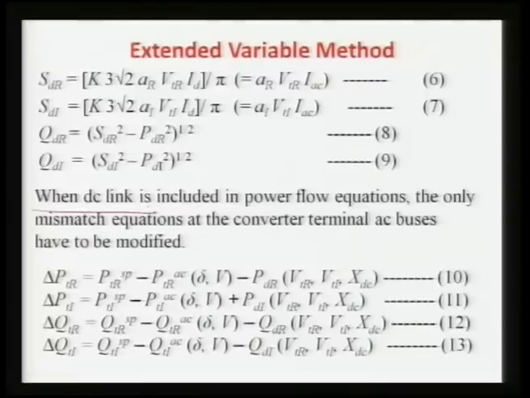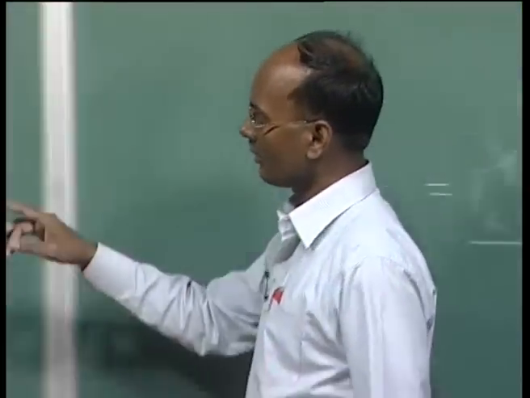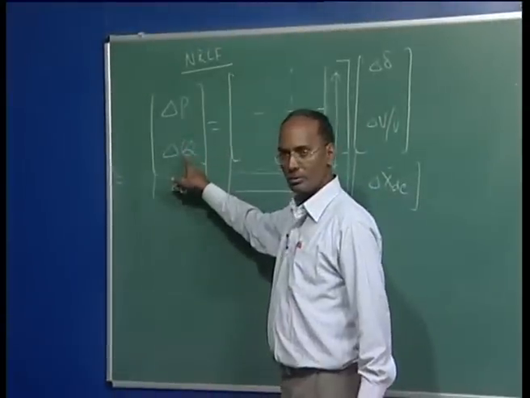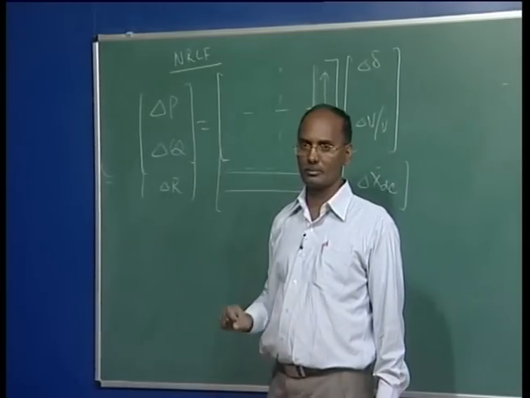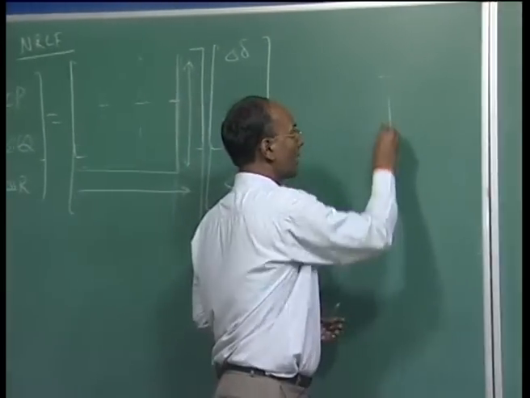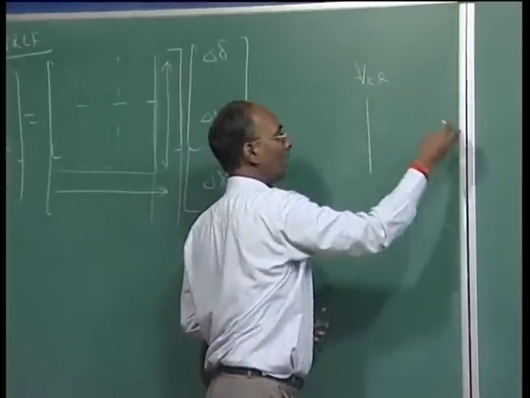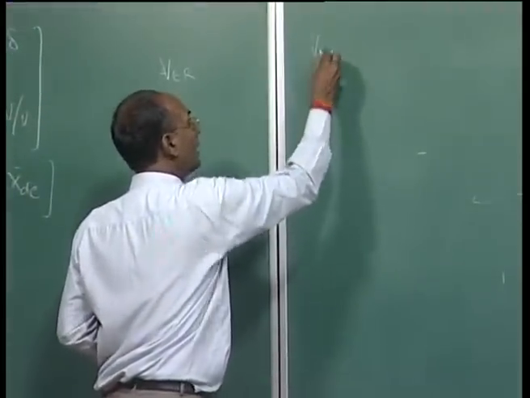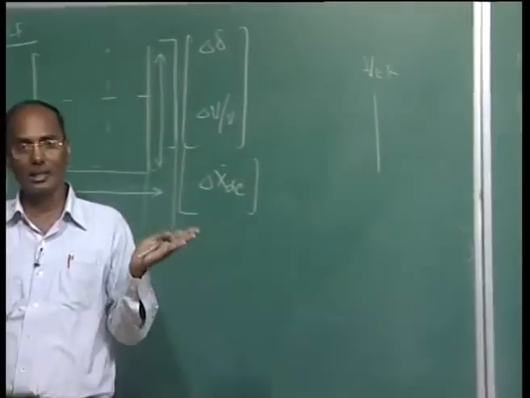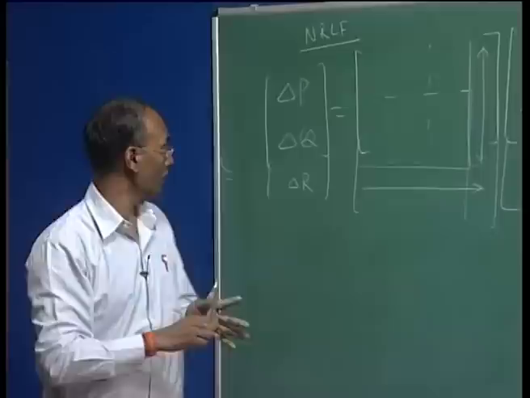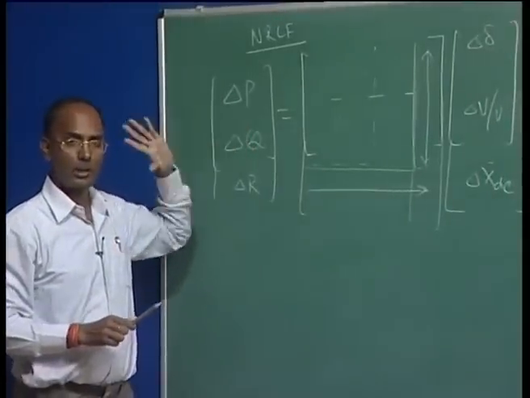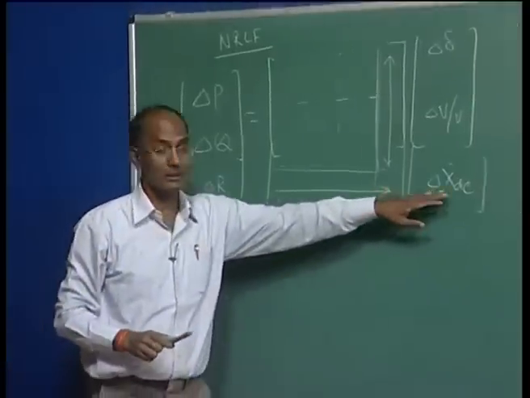So that is why it is written, when the DC link is included in the power flow equation, only the mismatch equations at the converter AC buses have to be modified, meaning only at this point we have to modify. Now, you see in this P and Q, we had the buses included, because here, if you take this VTR and you have here VTI, these are the AC side and they are in the NRL of itself. So, they were here. Now, what we are going to do, and that depends upon this x also.